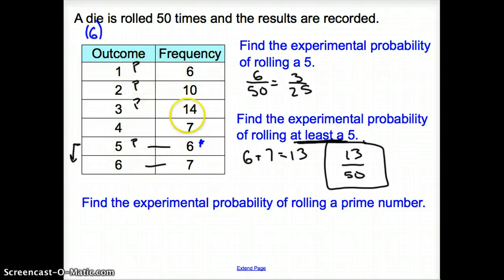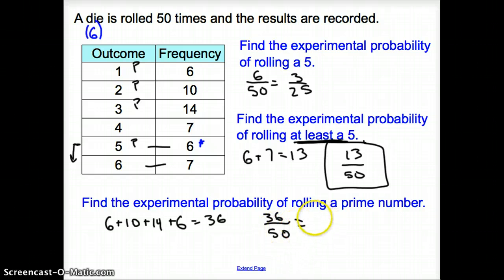So we have to add up the frequencies of all our prime numbers. So that's going to be 6 plus 10 plus 14 plus 6. We add those up to be 36. We put that over 50. Please simplify your fractions. So that turns into 18/25 for our experimental probability. So when we perform the experiment, it happened 18 out of 25 times. Again, the frequency is the amount of times it happened.